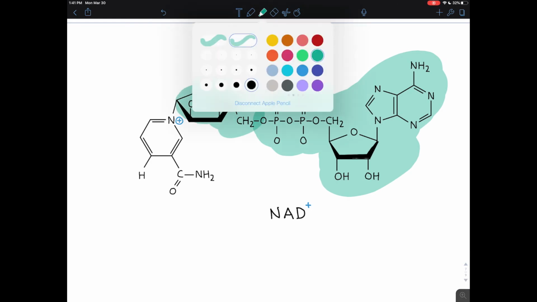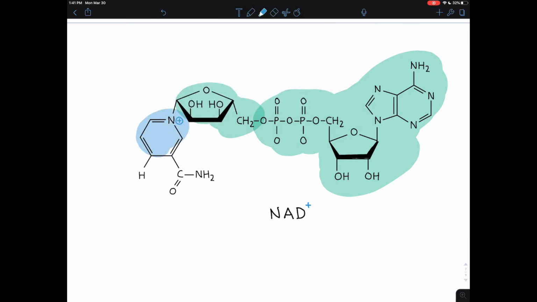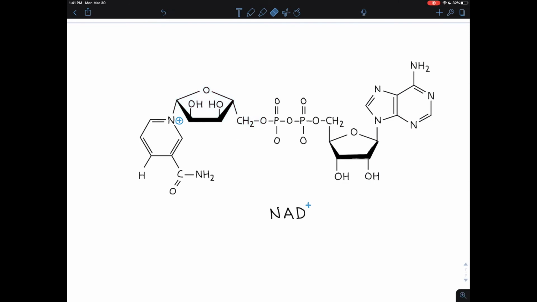What's unusual here and what's going to be reactive is the nicotinamide part here at the end. So that's the part that's going to be reactive. The other parts make sure it fits in the right enzyme pockets and has the right solubility and can be made appropriately and regulated appropriately in your cells. But as far as the reaction goes, it's going to be this part right here that's reactive. So let's zoom into that and take a look at that.